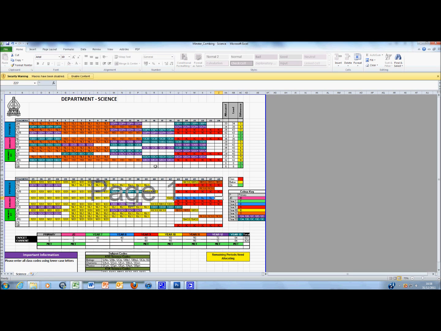Any further help or guidance on the completion of the combing chart to make it as effective as possible, please come and find me, and I'd be happy to work together in terms of producing the next one.